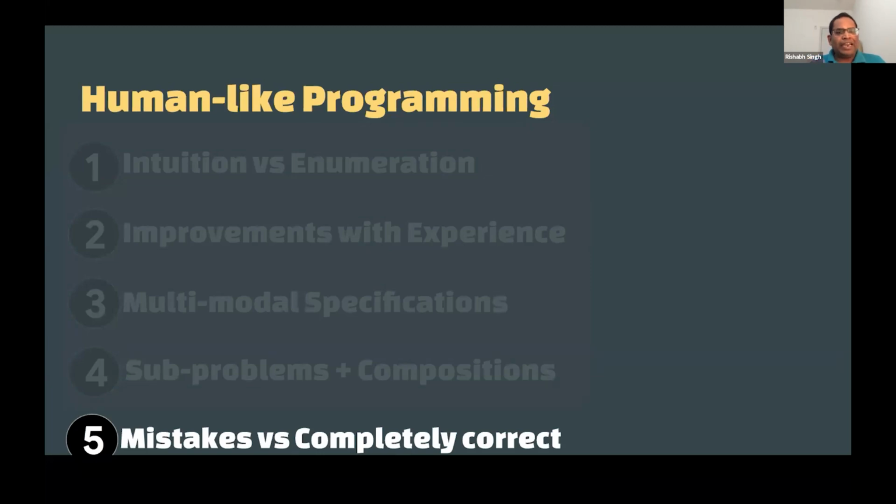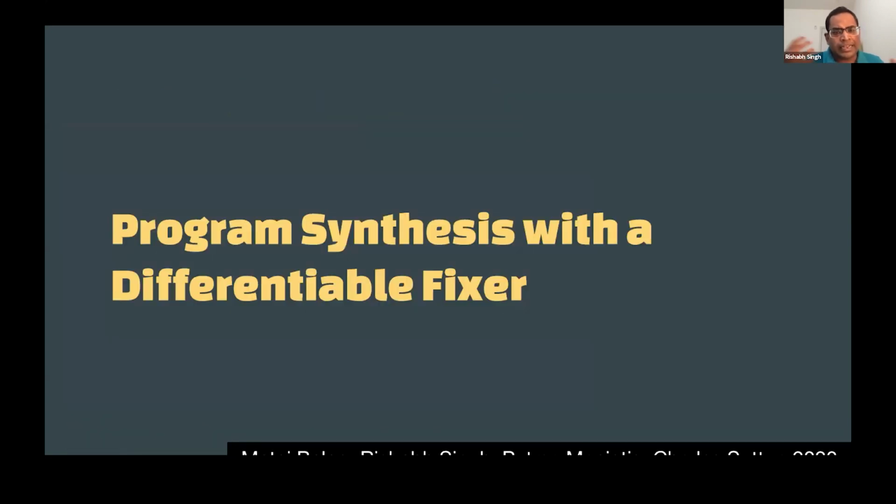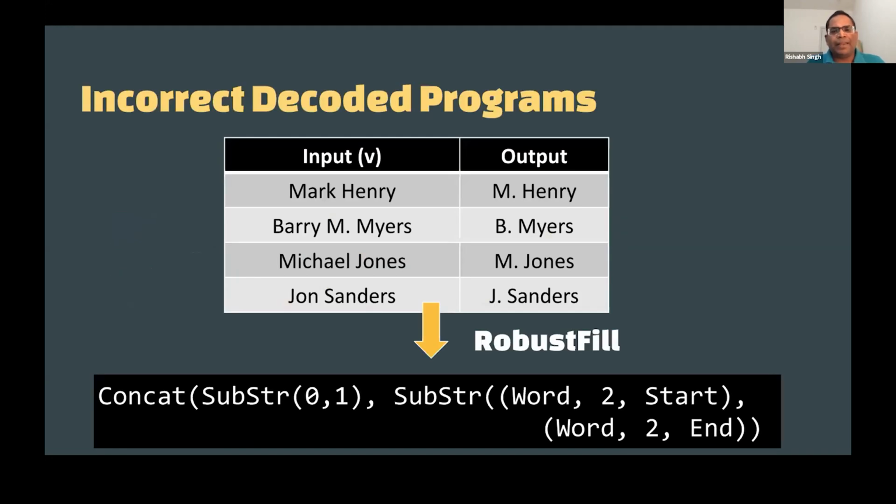Great. So finally, I want to briefly talk about the final point on how humans, when we write programs, it's seldom the case that we write a correct program in our first go. So here, the idea is, can we allow the synthesizer to make mistakes and then have a mechanism to correct it?